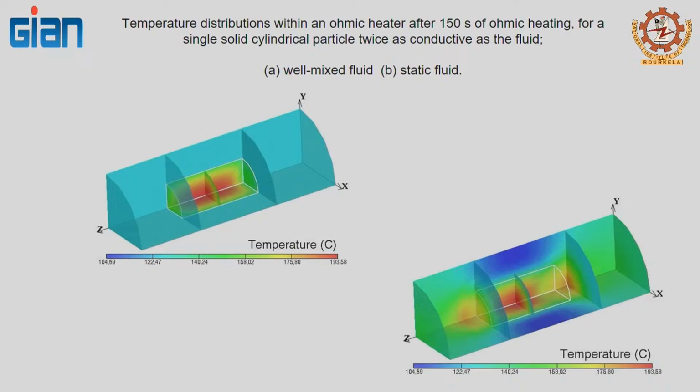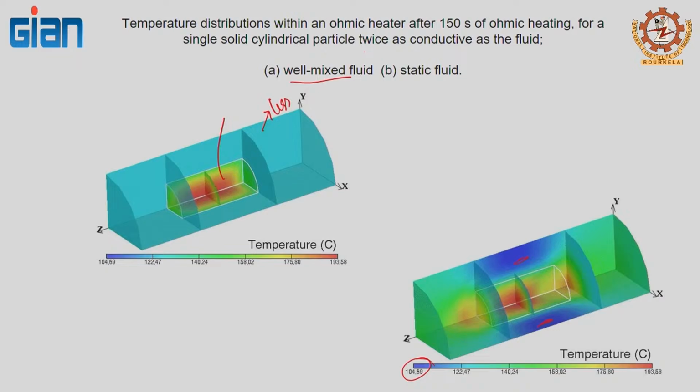So, the second case is you have a single particle. Here this is more conductive, this is less conductive, and then it is well mixed. Again, you can see that it is a much more uniform temperature. Since the product is much more conductive, the product is much hotter compared to the liquid. Whereas in the case of a static system, the product is still hotter, but you are going to have a cold spot, with much lower temperature in the vicinity where there is not much mixing happening.